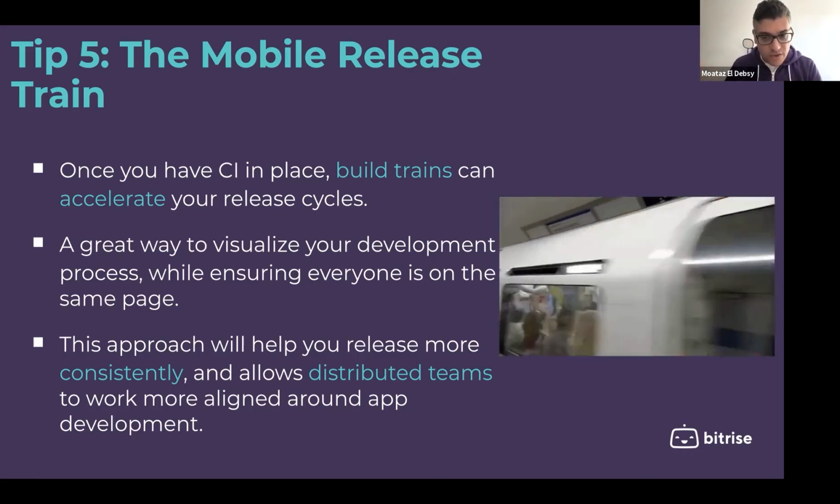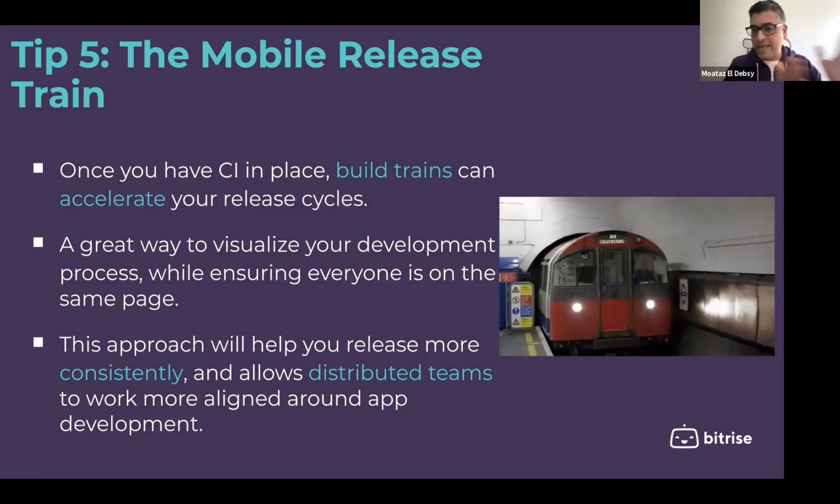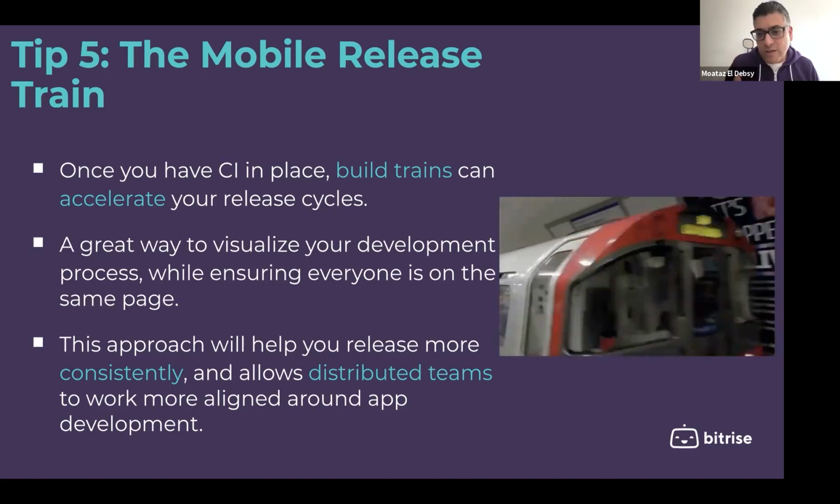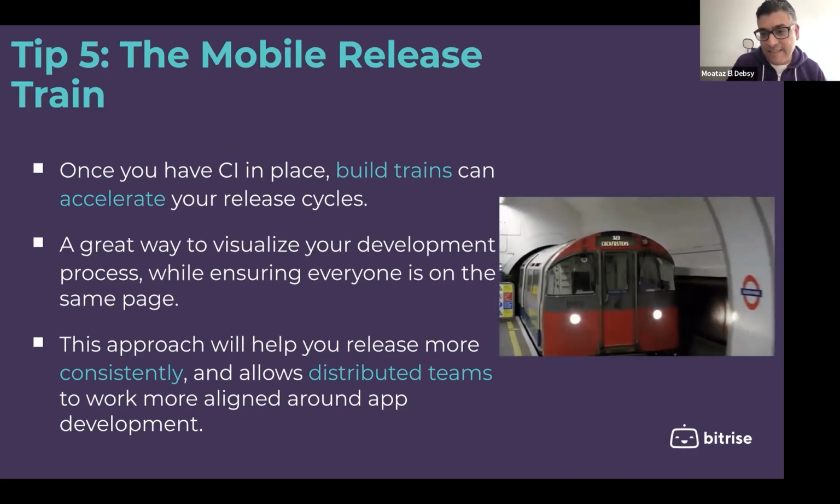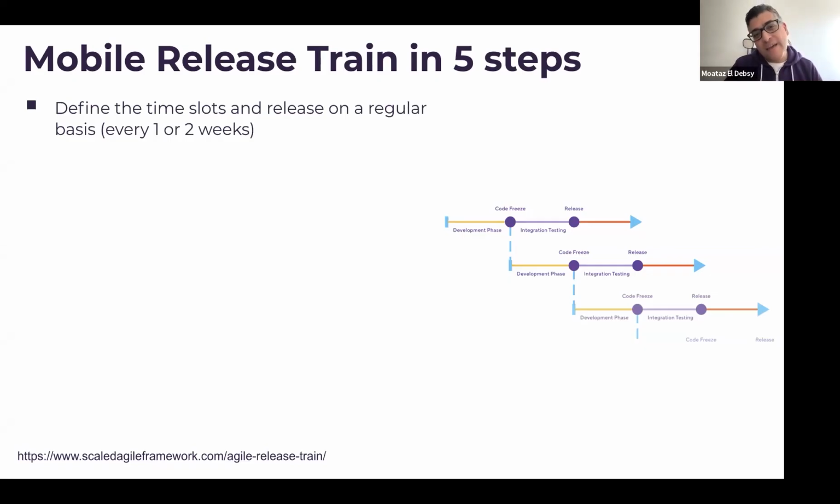So if the features from the teams are ready, tested, deployed, everything is okay, we can use them in the next release. If not, it can be after the next 2 weeks. So there is no problem, because we know that we have a schedule for releases. A mobile release train defines a time slot and releases on a regular basis, every 1 week or 2 weeks, but actually we will not be able to apply this without all of the previous things. Without test automation, it will be harder to apply this, because test automation will decide: shall we release or not? Shall we deploy this feature or not?